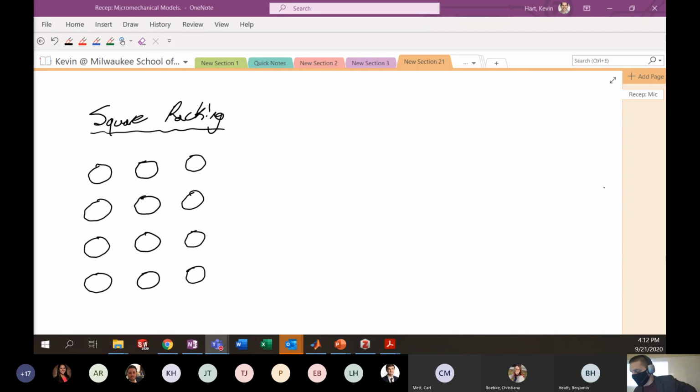Square packing. So you might pick out for yourself a unit cell, and that unit cell might look something like this. And the idea here is that you want to pick out something that can be a repeat unit used over and over and over to represent an infinite structure, right? So here's our unit cell.